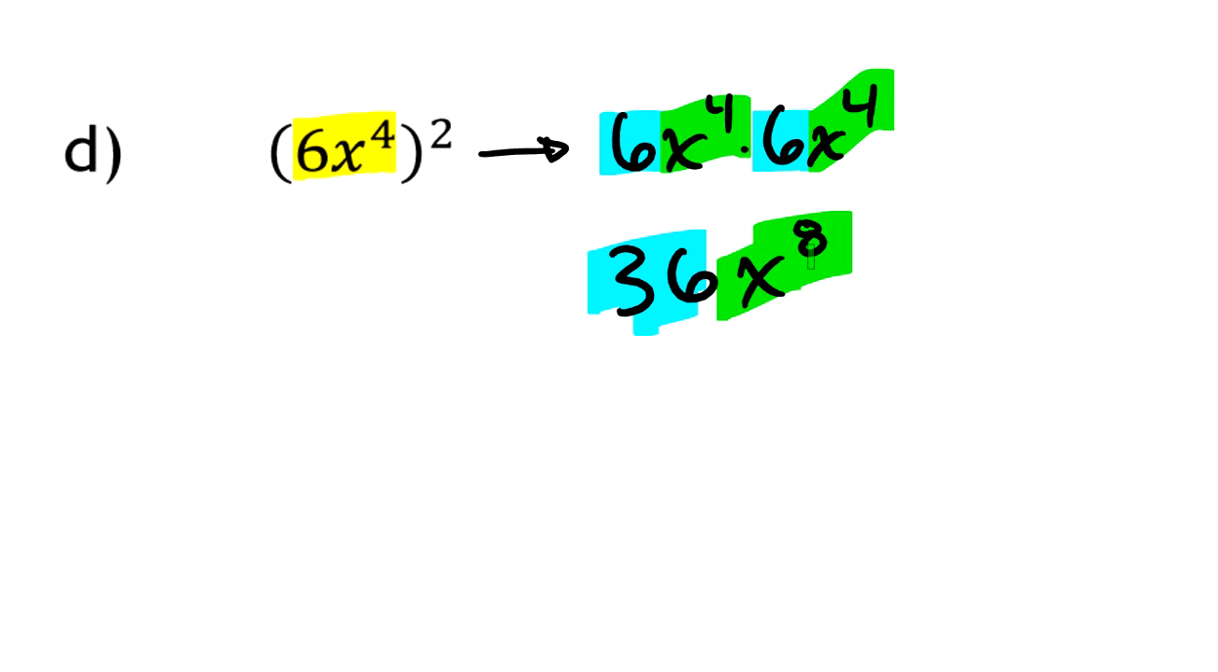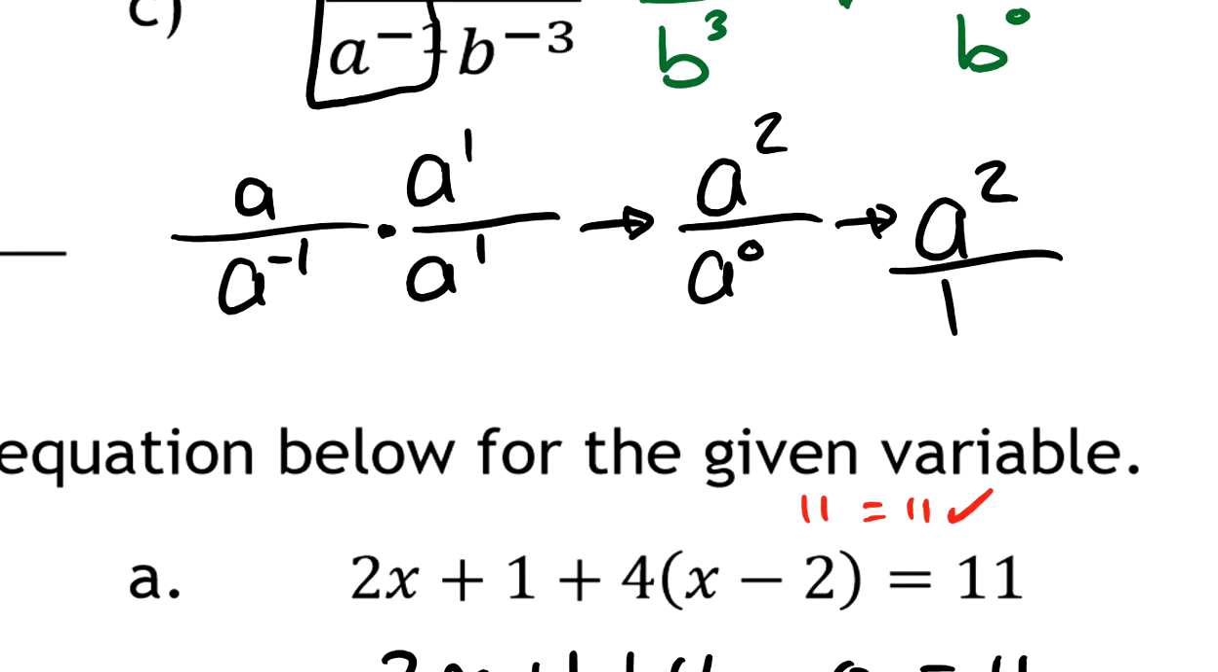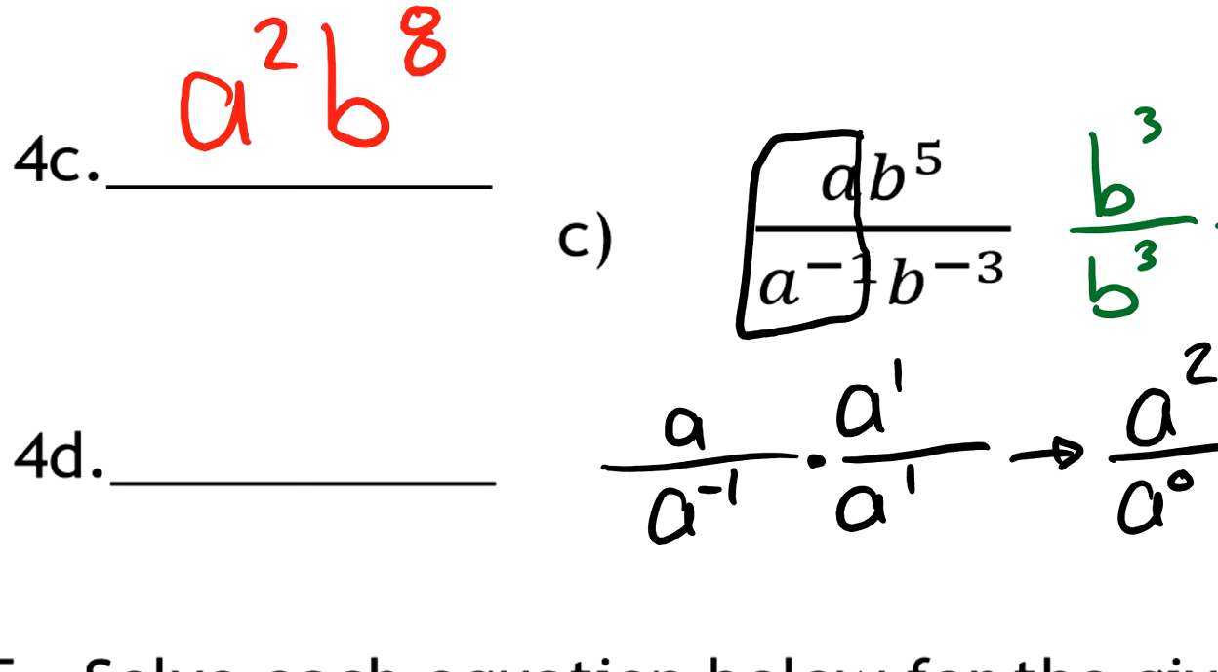And you can see where all these things are coming from. So my final answer there is 36x to the 8th. And I'll write it over here in red. 36x to the 8th power. All right, that's it for 4.